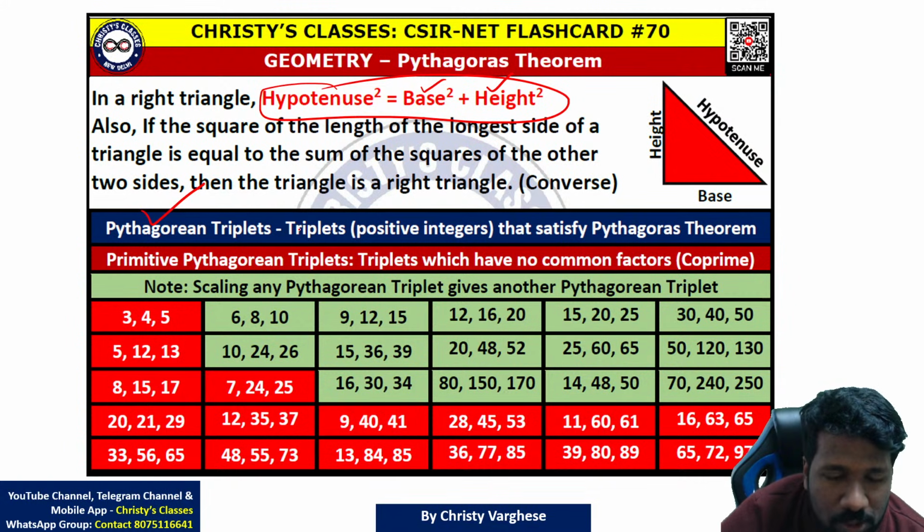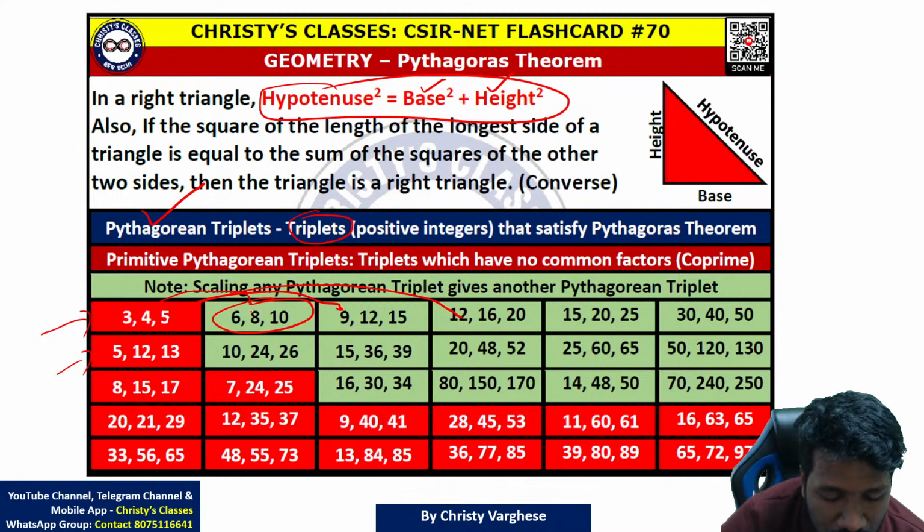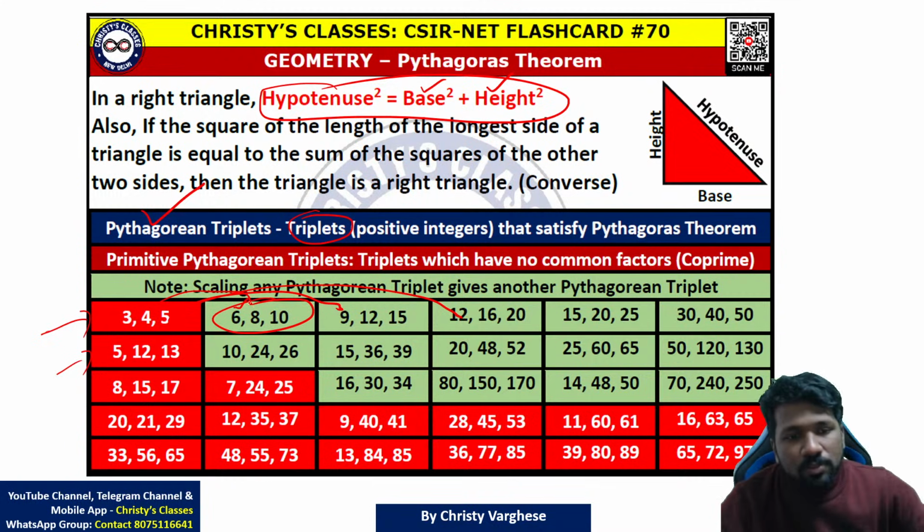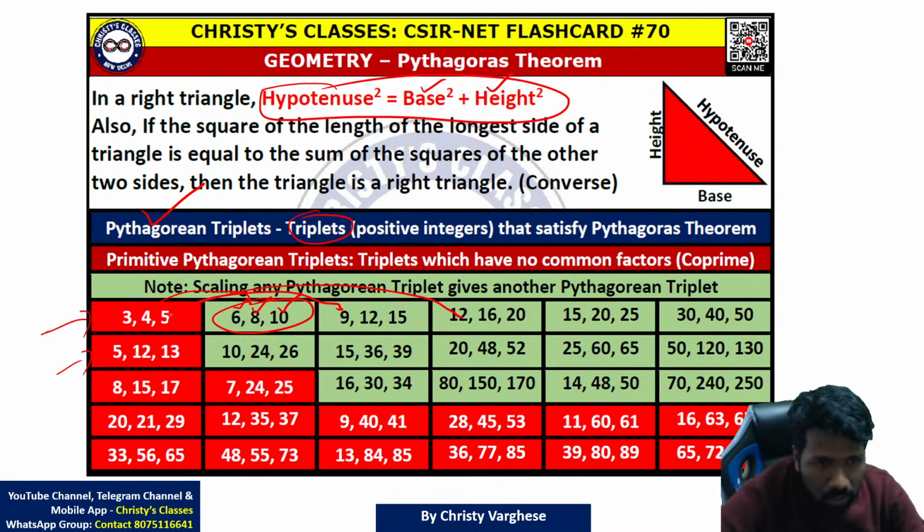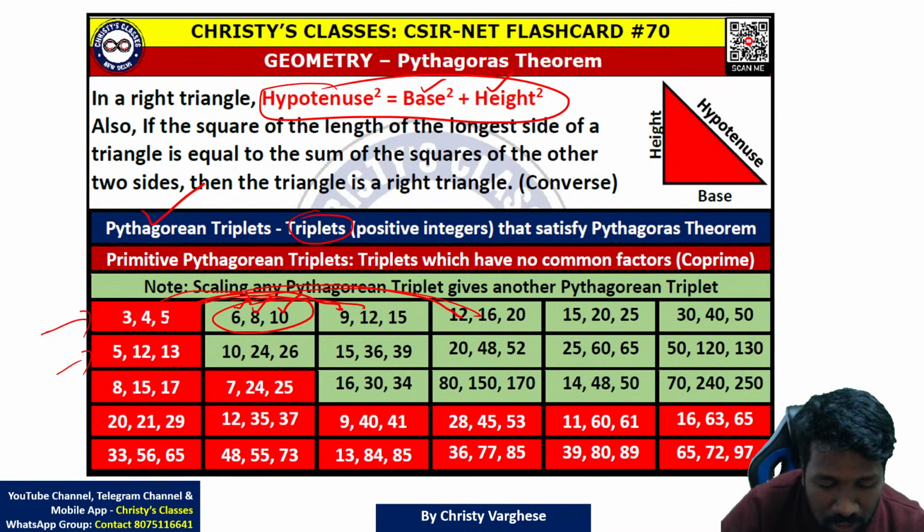And triplets which satisfy Pythagoras theorem are called Pythagorean triplets. For example, 3, 4, 5, 5, 12, 13, etc. And any multiple of a Pythagorean triplet is Pythagorean. 3, 4, 5 का double है 6, 8, 10. वो भी Pythagorean है. मतलब उसका भी 6 square plus 8 square 10 square होगा. Similarly, 3 times या 4 times या any number of times if you multiply a Pythagorean triplet, you are going to get another Pythagorean triplet. Is that clear?